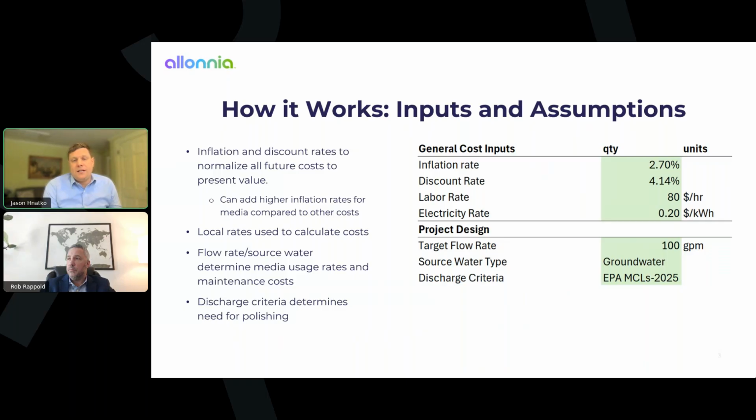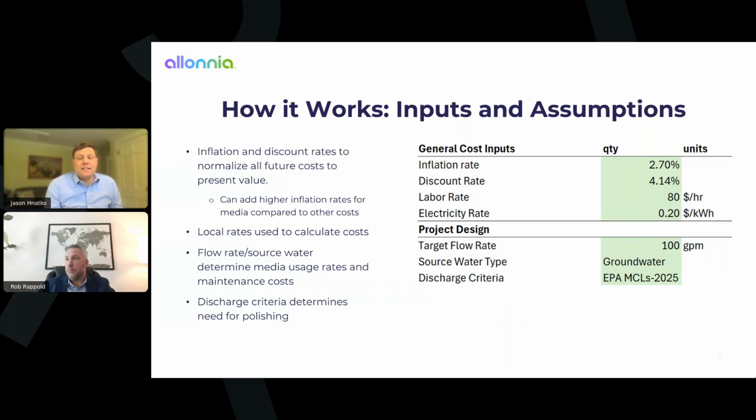We've also added a tool that's not shown here, but we can add a different inflation rate for ion exchange resin or carbon, because you may believe that even if inflation is only going to be 2.7% over the next 30 years, carbon or resin costs could go much higher if there's a large demand for those. So you can inflate those differently. Then you can add site-specific costs like labor rates and electric rates, because those are pretty large drivers for your foam fractionation costs.